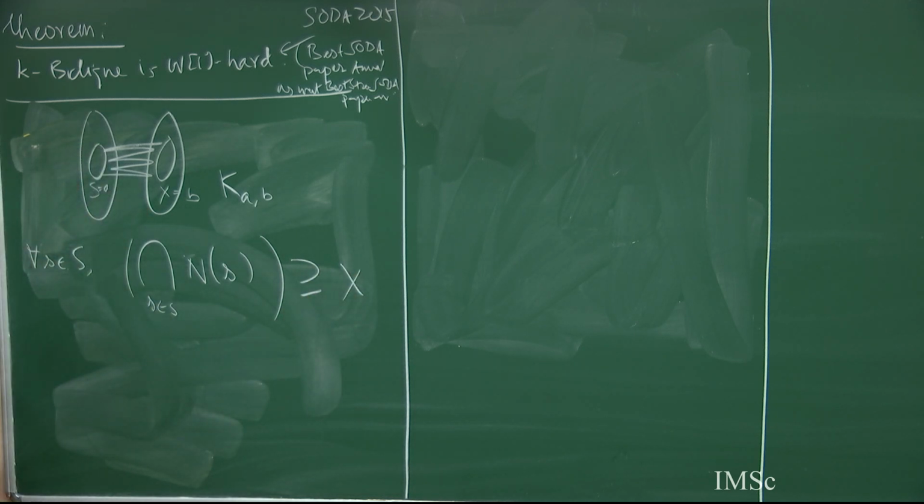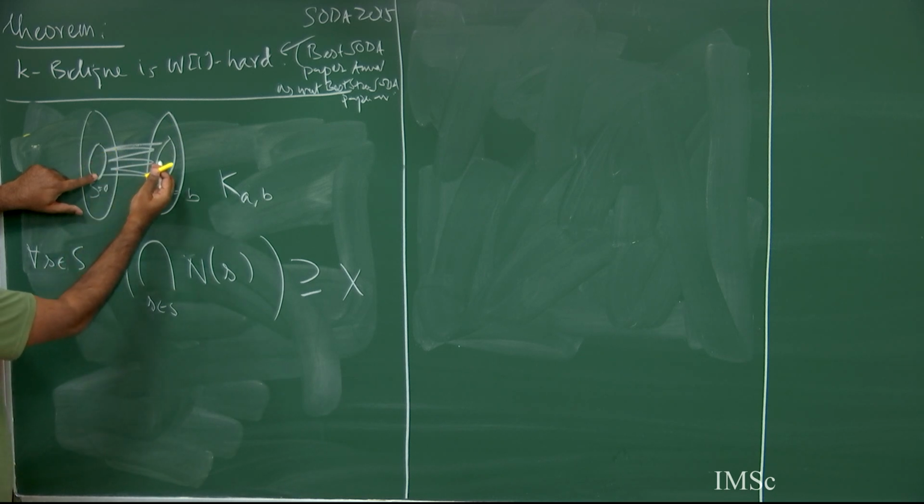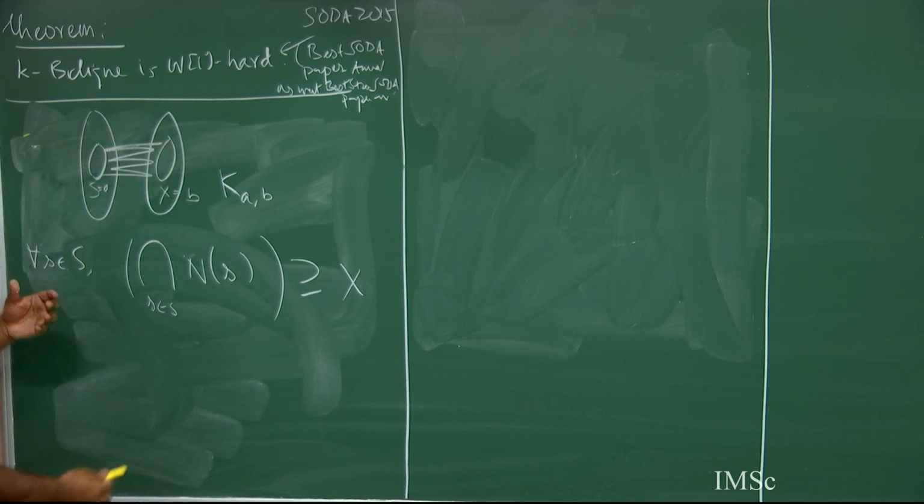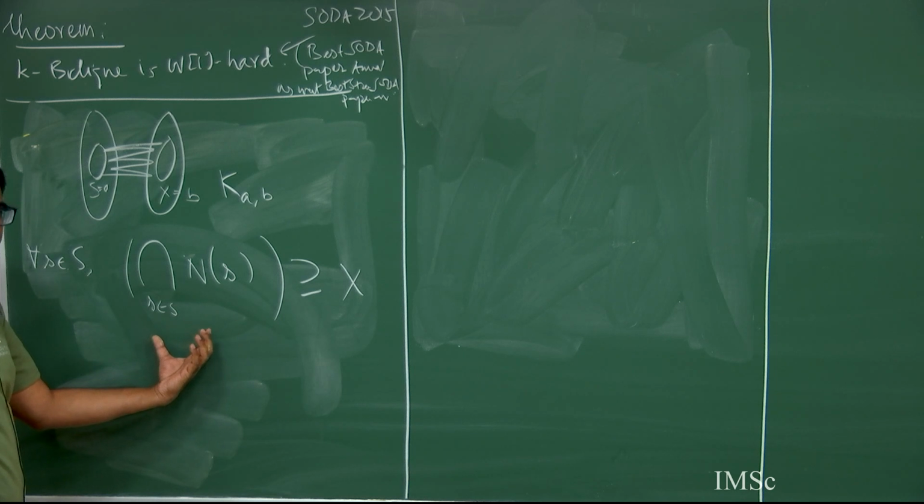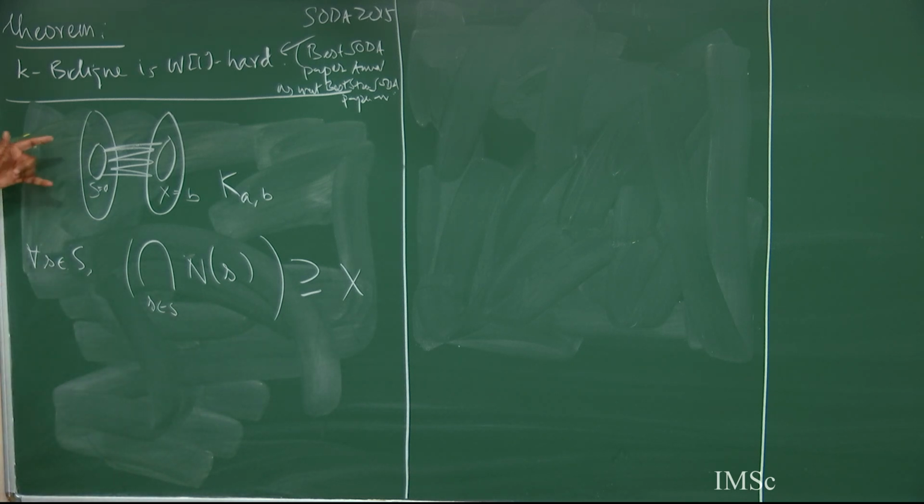If there has to be a complete bipartite graph between S and X, then look, everybody in this set is a neighbor to this guy, everybody in this set is a neighbor to the other guy, so in particular they are in the common intersection of the neighborhood. So actually finding a complete bipartite subgraph is about a certain kind of neighborhood intersection.